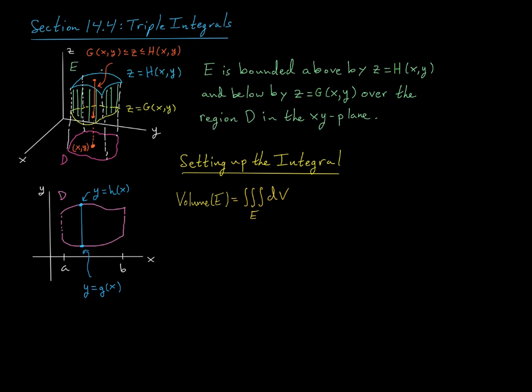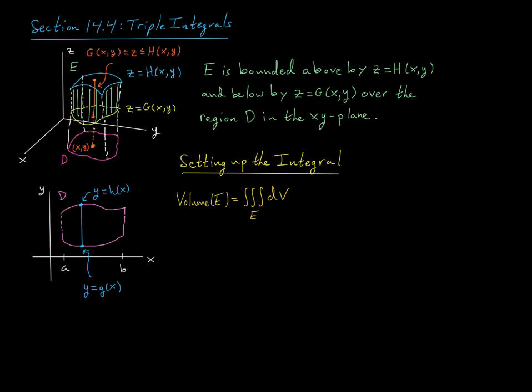So here I have the region E in three-dimensional space, and it's bounded by this top surface in blue, given by the equation z equals h of x, y, and it's bounded below by the bottom surface in yellow, whose equation is z equals g of x, y. And this is all happening over this region D down here in the XY plane. So you can imagine just projecting, basically just squishing this down onto the XY plane, and you're going to see this region D.